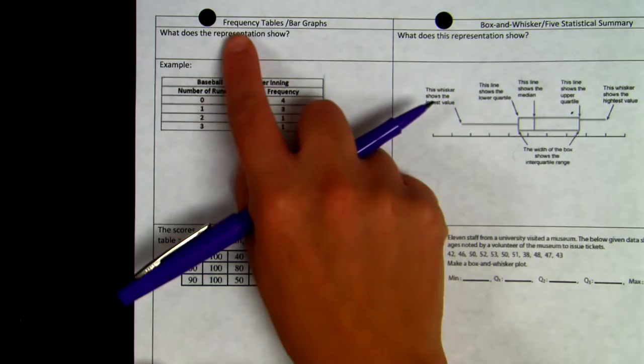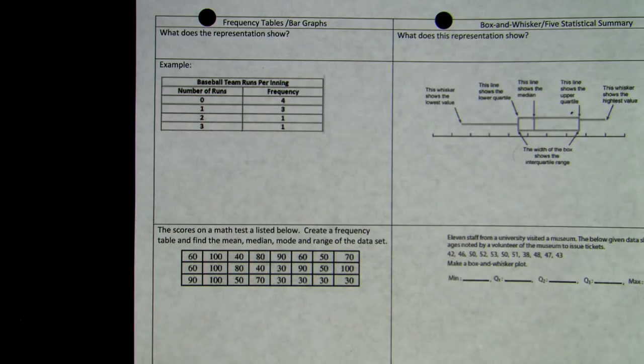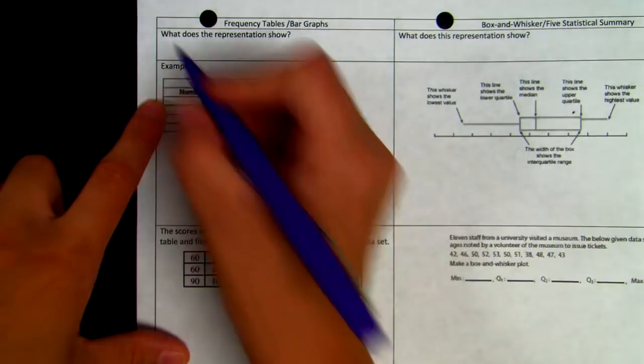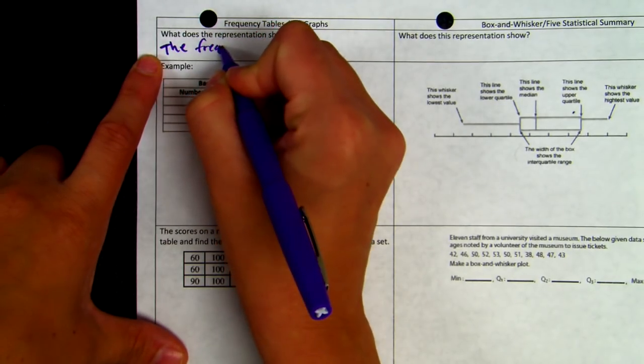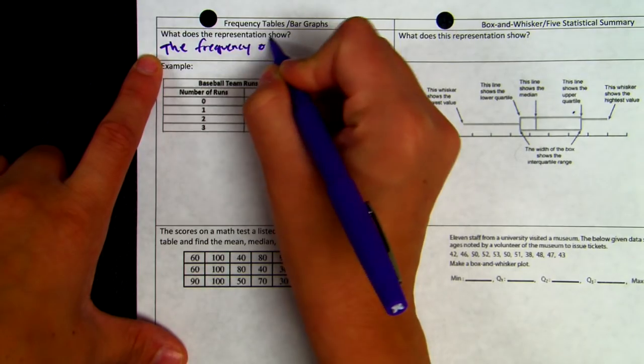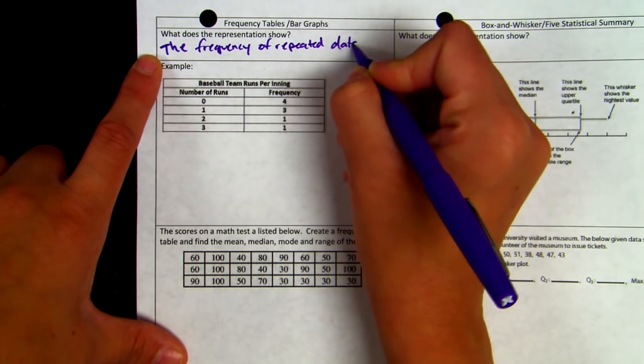we've gathered. So our first one are frequency tables. We saw these in some of the example problems from last class. But first we're going to talk about what does a frequency table show? Well, it represents the frequency, hence the name, of repeated data points.